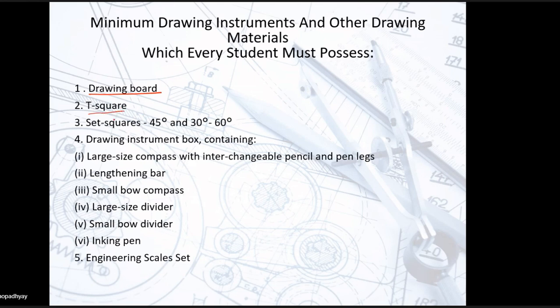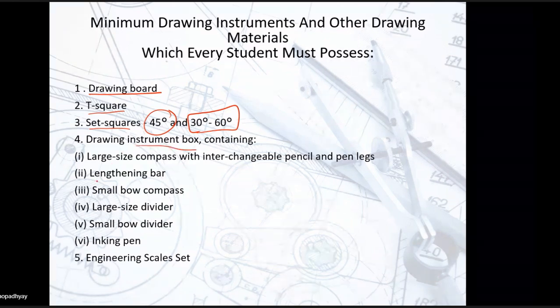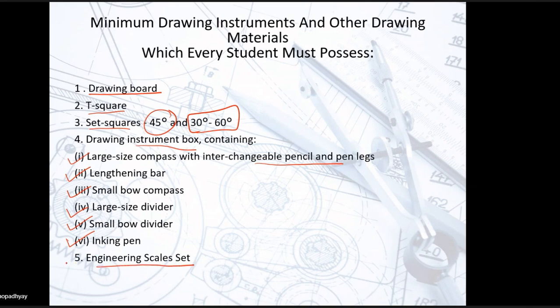You need a T-square. You need set squares, a 45-degree set square and a 30-degree, 60-degree set square. You need an instrument box. That instrument box should consist of a large size compass with interchangeable pencil and pen legs. You should have a lengthening bar, which is used to increase the radius size of your compass. You should have a small bow compass, a large size divider, a small bow divider, an inking pen and an engineering scale set, right? You should have some scales.